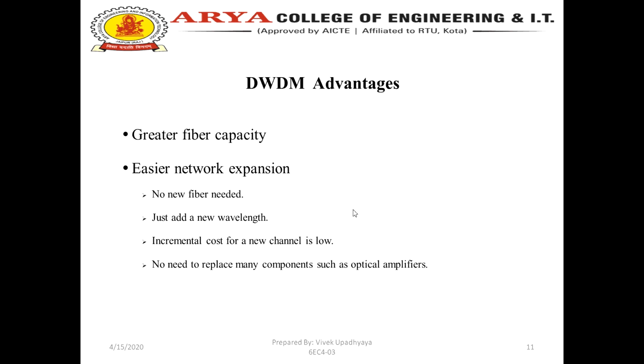Now the advantages of DWDM systems are greater fiber capacity and easier network expansion. Network expansion is easier because no new fiber is needed. Just add a new wavelength. The incremental cost for a new channel is very low, and there is no need to replace many components such as optical amplifiers.